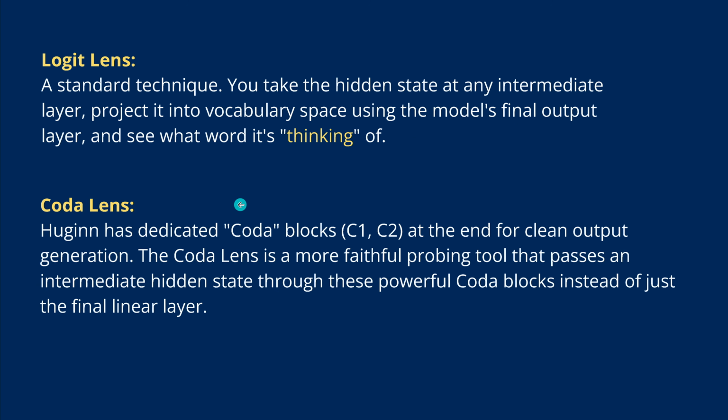The coda lens is a little bit more complicated, but in general the same. We have dedicated coder blocks, C1 and C2, at the end for the clean output generation. The coda lens is a more faithful probing tool that passes an intermediate hidden state through these 2 powerful coder blocks, these 2 transformer blocks, instead of just the final linear layer. This is a more sophisticated methodology, but we would expect that this should show us in general not a lot of divergence.